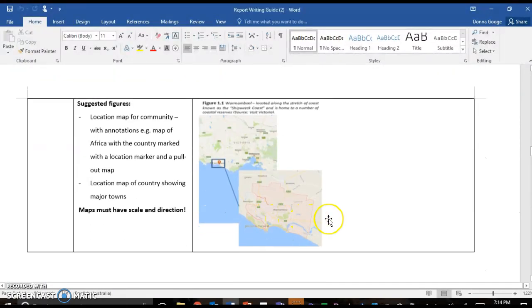You need to have maps for location. So in your case, a map of Africa with a country marked with a location marker, like this one. So this one might be a map of West Africa, and this is an inset map of Nigeria. Now, even though this was an A-level standard exemplar that was given for Year 12, one thing that came up on the marking guide was they did not have scale and direction. If you're taking it off Google Earth or Google Maps, you'll need to look down in the bottom right-hand corner to get the appropriate scale, and you may need to mark in your own North Point.